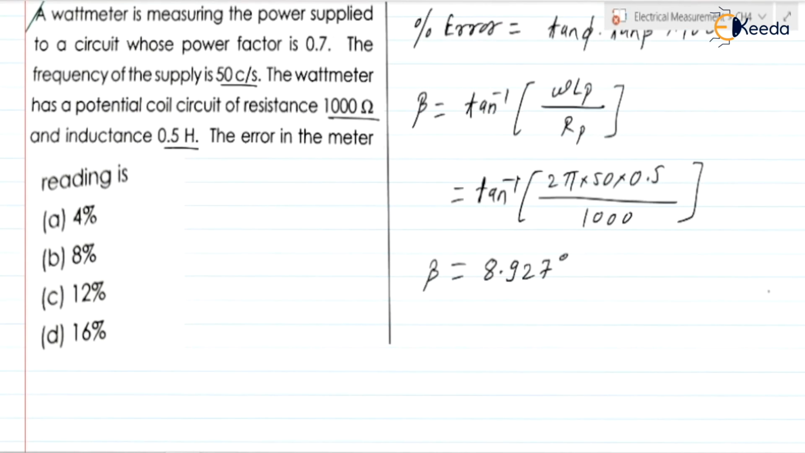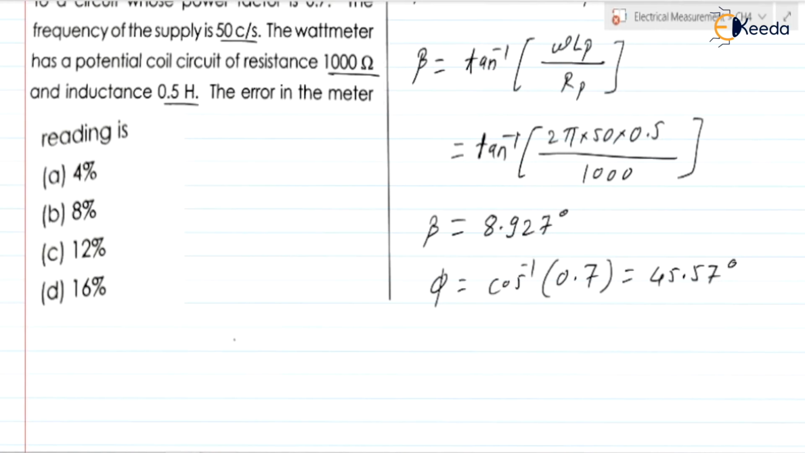Next, can we find the phi? We know the power factor. Phi is equal to cos inverse of the power factor, which is 0.7. So we can write cos inverse of 0.7, which is 45.57 degrees. This is phi.